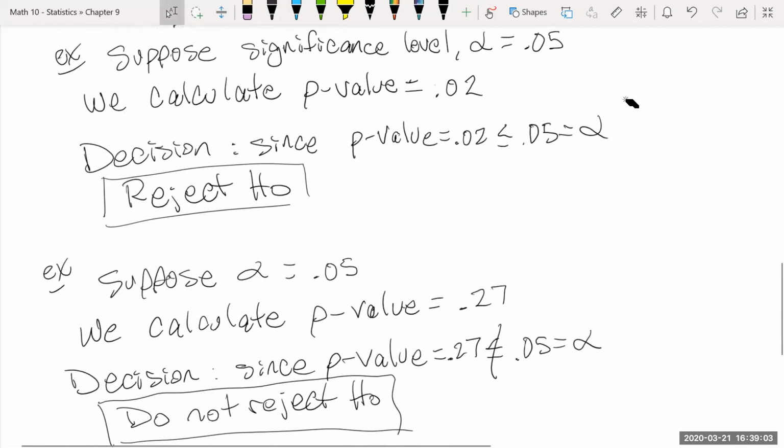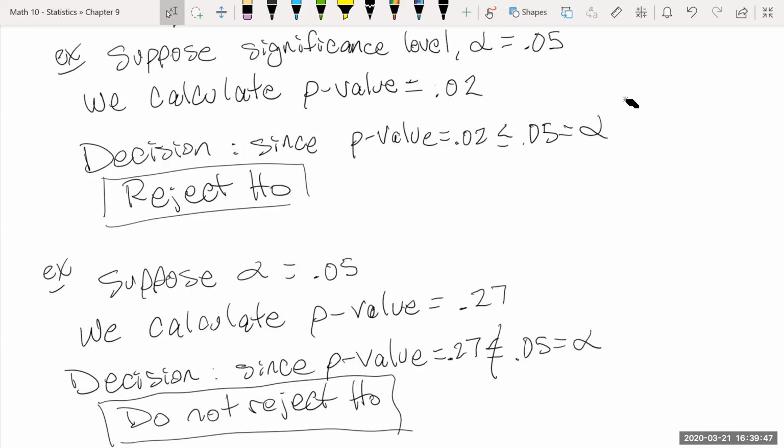All right. So let's scoot on from there. Let's go to an example. Suppose the significance level alpha is 5%, 0.05. If we calculate a p-value of 0.02, remember what that significance level of 5% means. It means if I get something that happens less than 5% of the time, that's too rare, I'm going to assume the null hypothesis is not true. Because remember, the p-value is the probability that it's true. And so if I set my significance level alpha at 5%, but I get a p-value of 2%, that's less than that 5%.